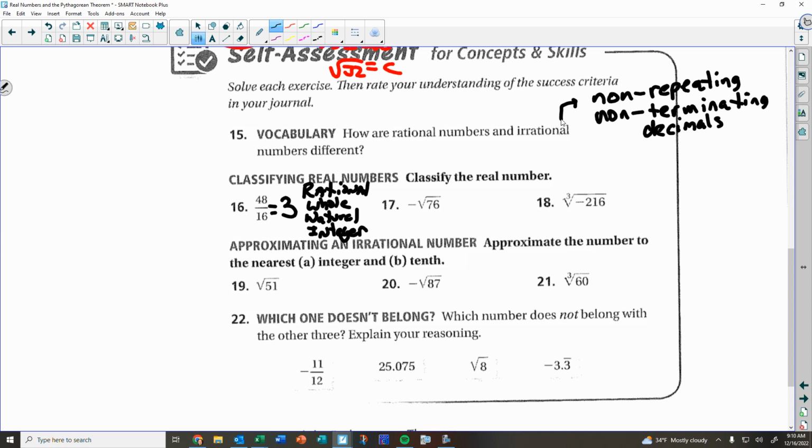Okay. What about the negative square root of 76? Is that a perfect root? Nope, it's not a perfect root, so that means it's irrational, right?